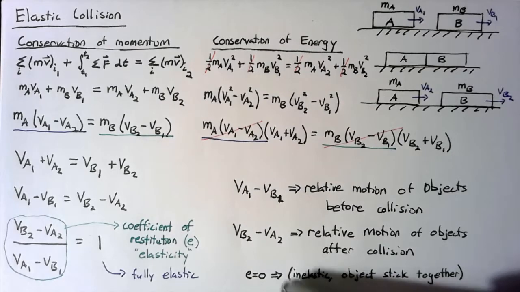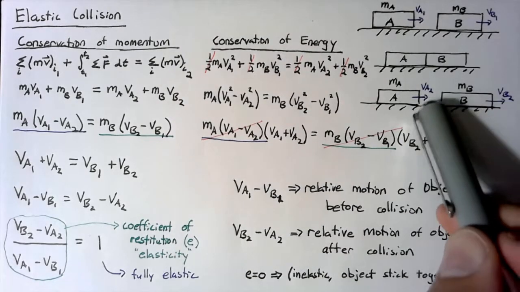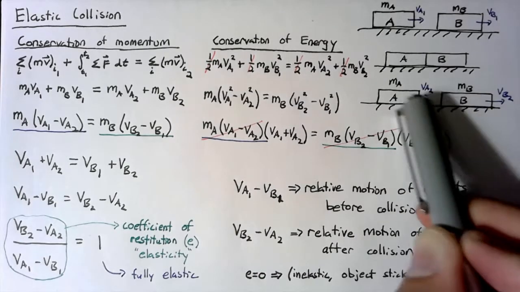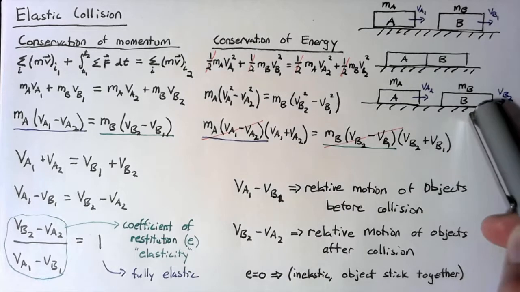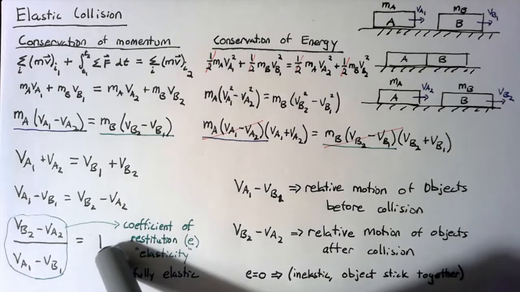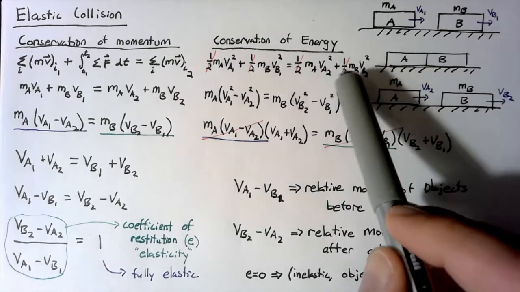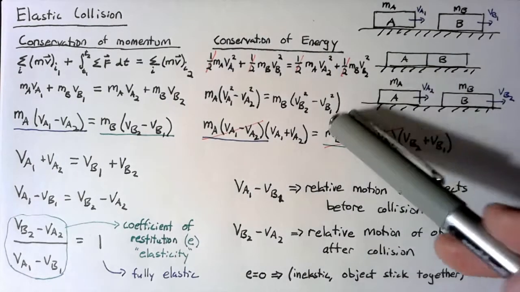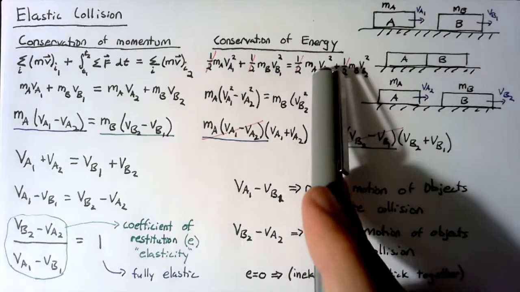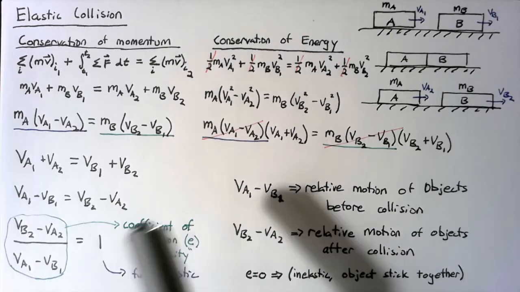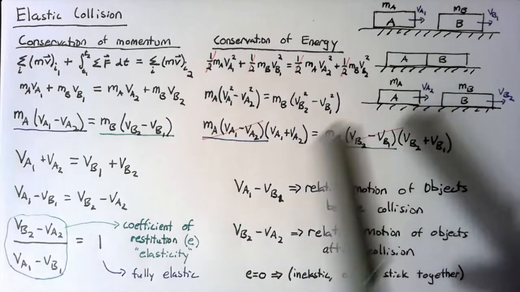We can never have a situation where E is less than 0, because that would mean that these objects are moving through each other. VA2 is greater than VB2, so after they collide, this continues moving through the other object. It doesn't make sense. We can never have anything where the elasticity is greater than 1, because that would actually violate conservation of energy. That would mean that we have more energy after the collision than we did before the collision. And in fact, the situation where energy is conserved is only true when this elasticity is equal to exactly 1. So if anything else is true, then we do not have fully elastic and energy is not conserved. We lose some energy in the collision.